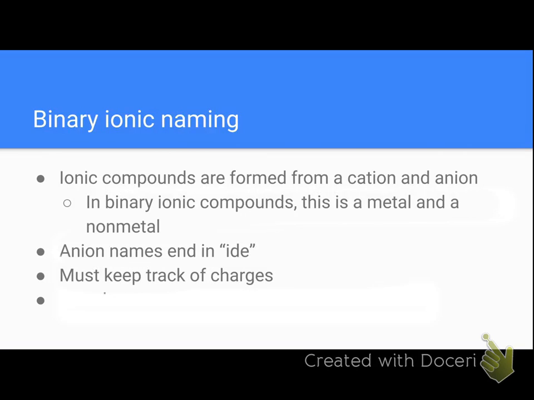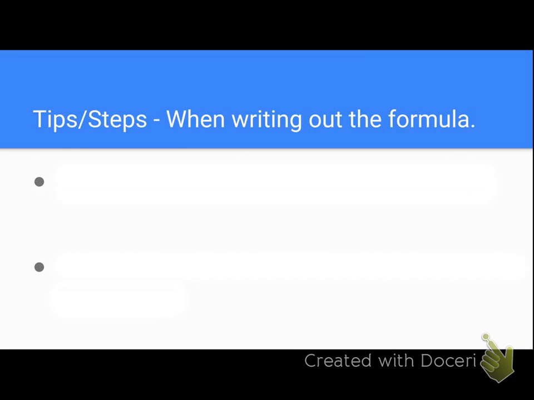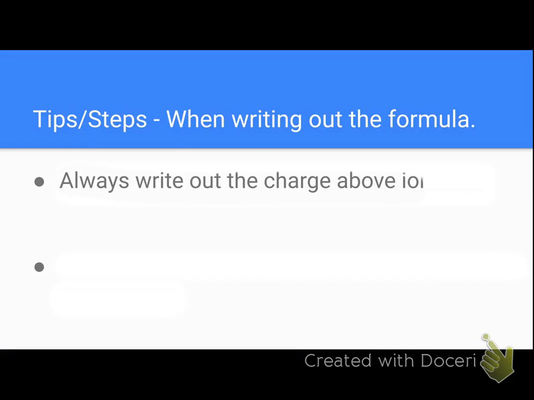Another thing you have to do is keep track of the charges of the ions. That's why I asked you to get out your ion packet or a periodic table, because what we're going to look for in the end is for our charges of the metal and the nonmetal to cancel out or equal 0. So a few tips when we are writing the formula.